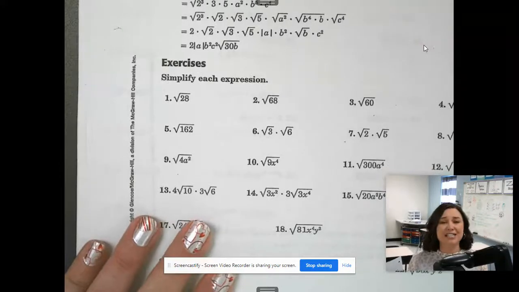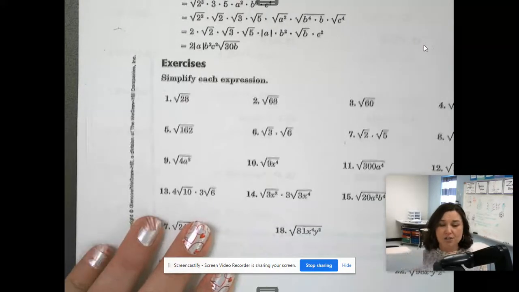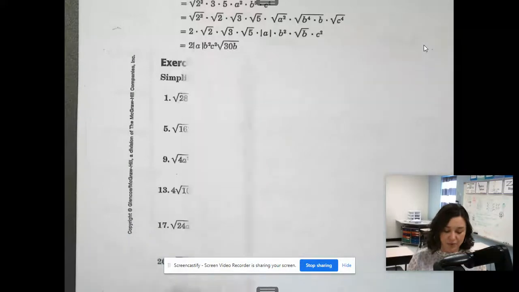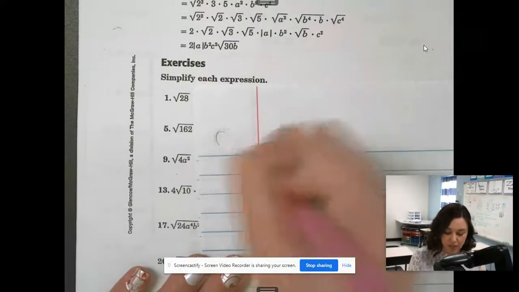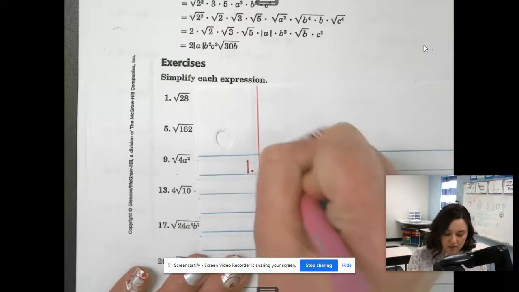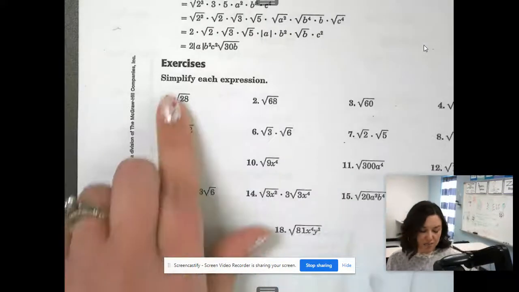Now, as you can see, there is not a lot of room on this paper. So I have got out another sheet of paper. So if you need to grab one, pause the video real quick. But let's look at the directions. It says simplify the expression.